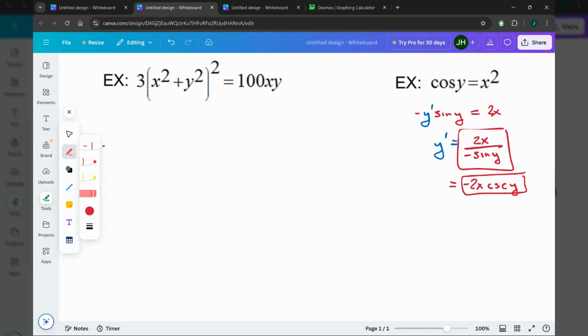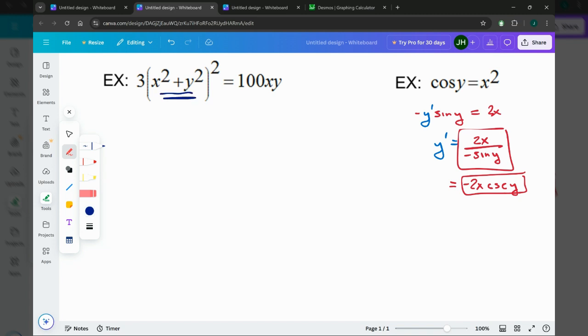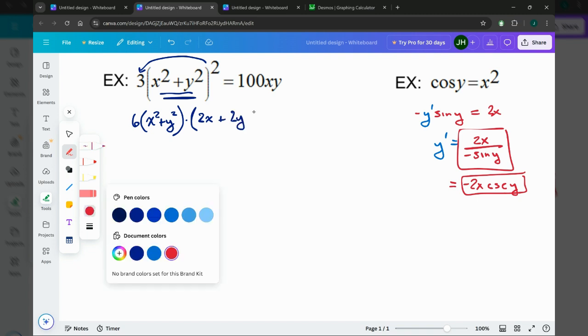Okay? So let's take a look at this other one. This other one is going to be a little bit more complicated. I have an expression raised to a power. How do I take the derivative of this expression raised to a power? I'm going to bring the power out front. That would give me 6. That expression would now be raised to the first power, but you have to multiply, chain rule, by the derivative of the inside, which would be derivative of x squared is 2x. The derivative of y squared would be 2y, and you guessed it, I need a y prime.